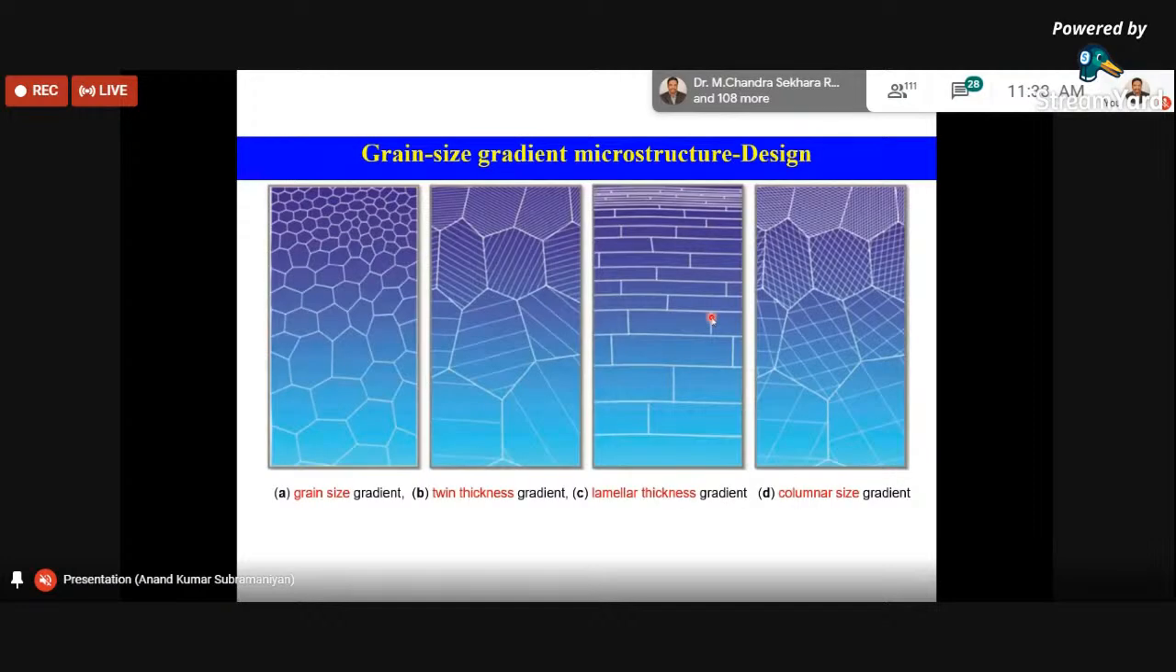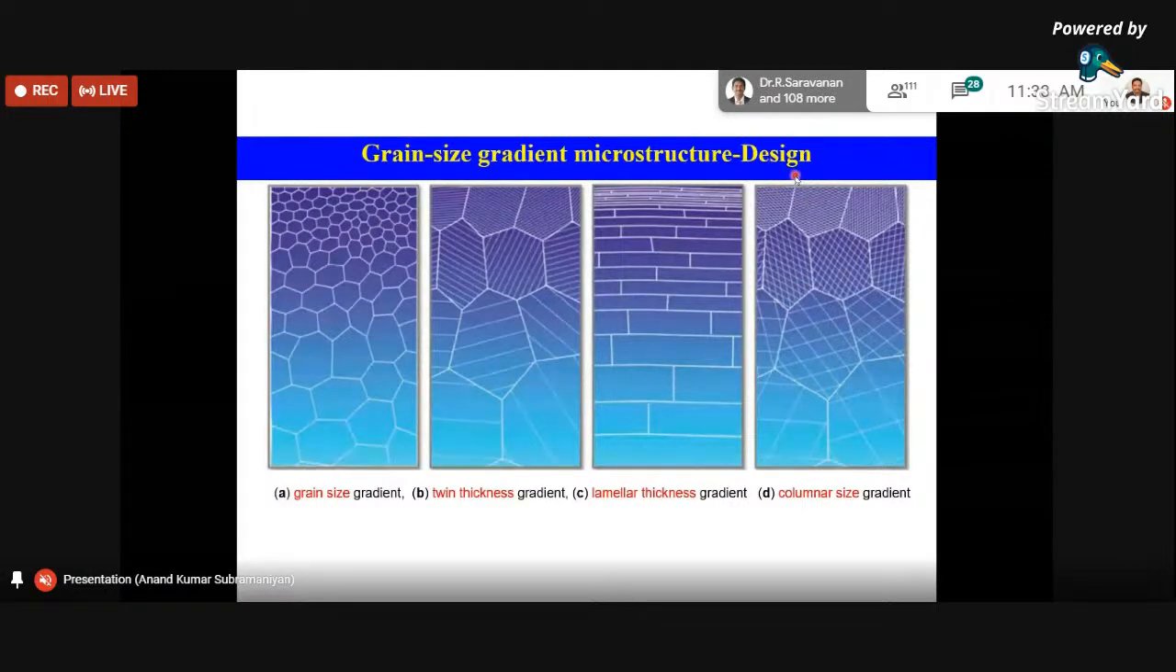So now this is just to give you different features of grain size gradient microstructure, and one can really design these kinds of microstructure by manipulating the process characteristics. One can get a grain size gradient scheme like this, or we can also get a twin thickness gradient like what is depicted, and also a laminar thickness gradient and a columnar grain size gradient. So there are different schemes available depending on the application, and it is also material specific. Okay, so this design one can get.